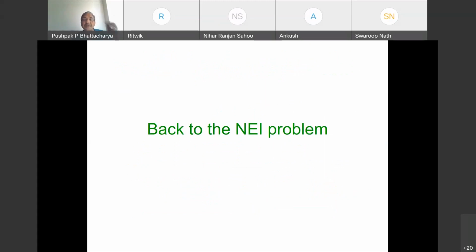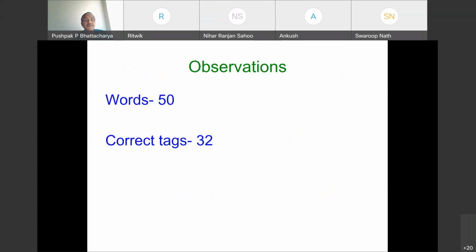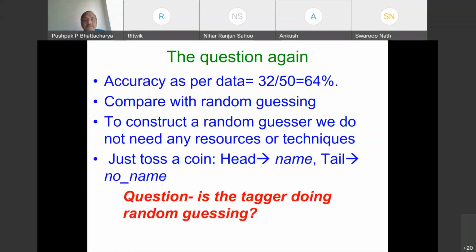Now back to the NEI problem. So the observation was this. There were 50 words, and we have tagged these words as named entity and no named entity. Out of them, correct tags are 32, a combination of both named entities and non-named entities. So this is the observation, 50 words, correctly tagged 32. So accuracy as per data is 64%. And we would like to compare this with random guessing. So this we have discussed.